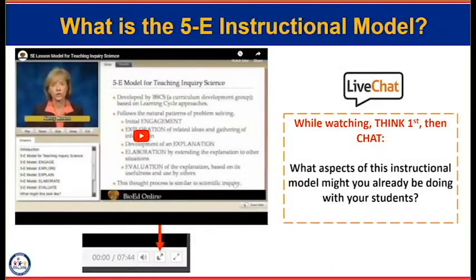Okay, so hopefully that gave you some background on the 5Es, and it looks like a few of us are already doing some of the 5Es. So let's break it down a little bit further.